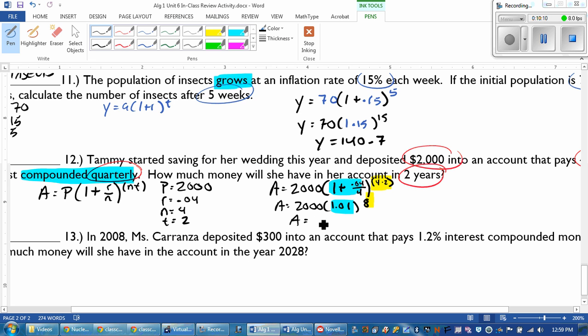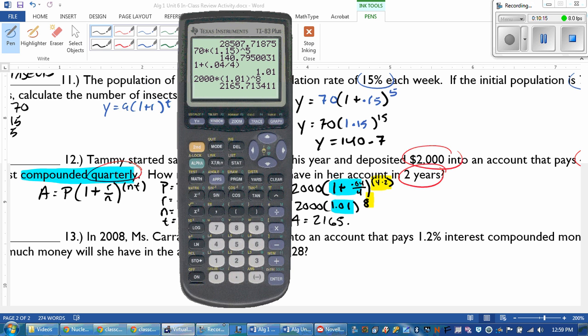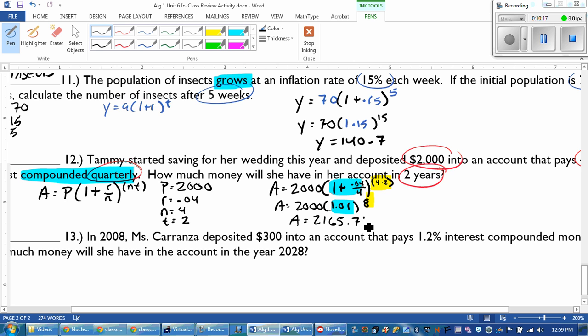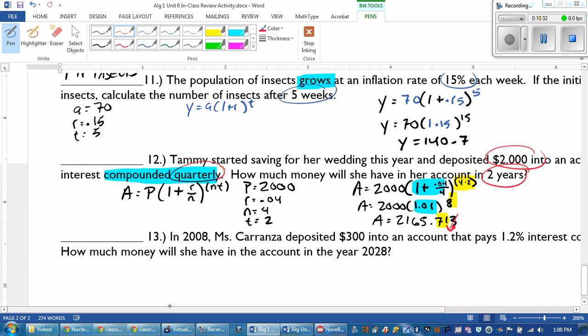So it was 2,165.713. Now, remember, when we are rounding, we need to look at that third decimal. 5 or more, raise the score; 4 or less, let it rest. So our final answer, since we're talking about money that's in the account, is $2,165.71.